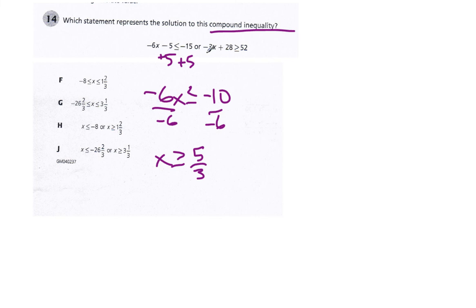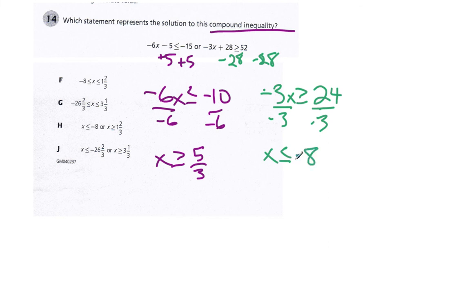Now we do the right side, same thing. So if we minus 28 from both of these, we get negative 3x is greater than or equal to 52 minus 28, which is 24. Divide both sides by negative 3. We get x, again, negative, we flip it. 24 divided by 3 is negative 8. Okay, so here are two answers.